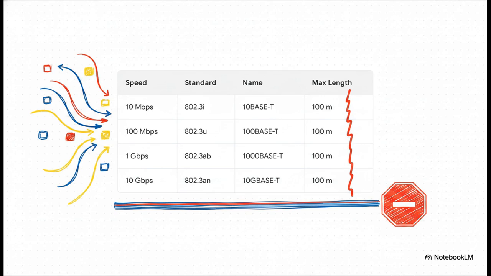So looking at how copper Ethernet has evolved, it's pretty wild. We've gone from the old 10BASE-T standard at just 10 megabits per second all the way up to a massive 10 gigabits per second with 10GBASE-T. That's a 1,000-fold increase in the data being pushed through a wire. But there's a catch. Every single one of these standards hits a literal brick wall at exactly 100 meters. Push an electrical signal past 100 meters on standard copper, and the data just degrades into unreadable noise.